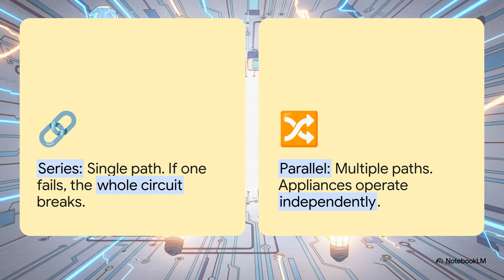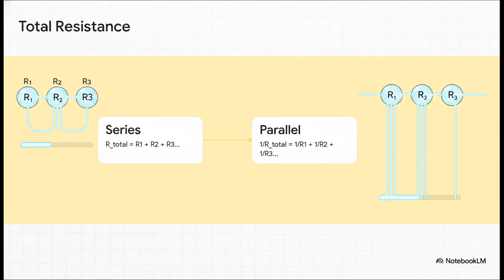No way, right? That is exactly why household wiring uses parallel circuits. Parallel circuits give you multiple independent paths. If one bulb goes out, the rest stay on perfectly fine because the current just takes alternate routes. And because they're built differently, the math changes too.